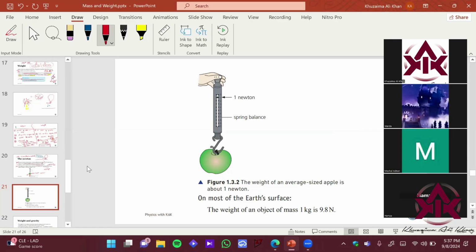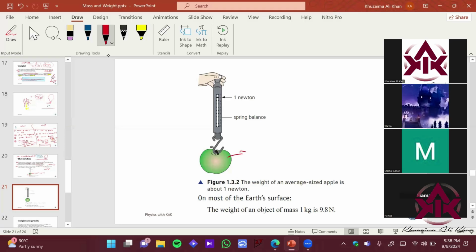Sir, can I try? Yeah, you can try. Sir, I think when we place the apple or an object on the Newton meter, it will show us how much gravity is pulling that object. So the scale would show us the numbers. Good. Okay. So yeah, that is exactly correct.